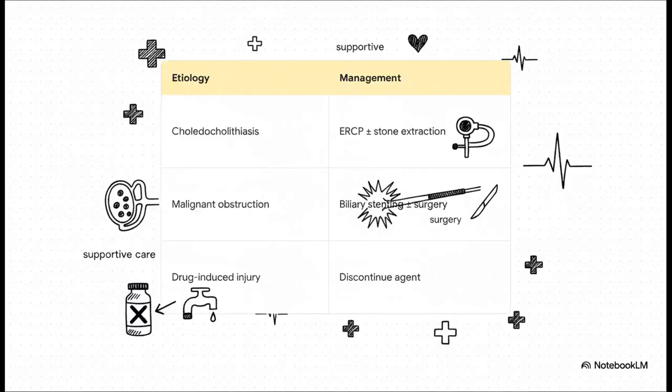Once you've finally nailed down that definitive diagnosis, it's all about execution. For choledocholithiasis, gallstones in the common bile duct, your go-to is an ERCP, maybe with a stone extraction. For a malignant obstruction, you're looking at biliary stenting or getting surgery involved. If it turns out to be a drug-induced liver injury, the absolute best move is simply pulling the plug on that offending medication.